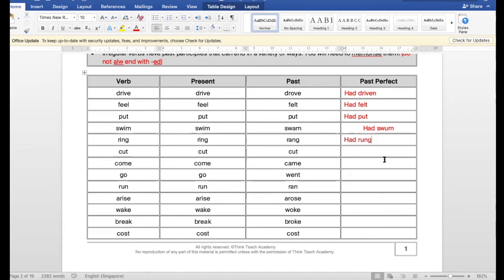Cut will still be cut, so it would be had cut. Come, came would be had come. Go, went would be had gone. Run, ran would be had run. So that's something that you should take note of. Most people will forget about this. Arise and arose would be had arisen. Wake, woke would be had woken. Break, broke, had broken. Cost would be had cost.